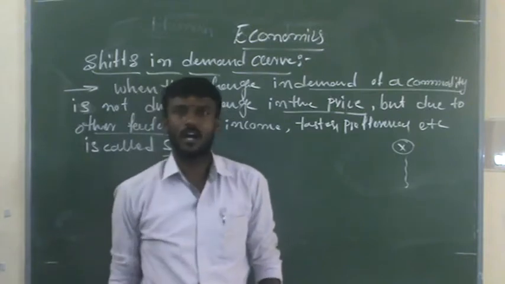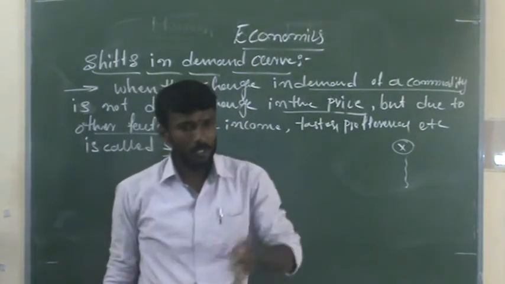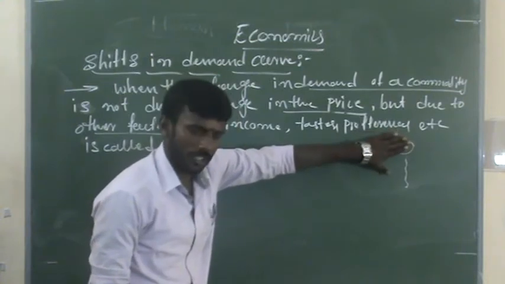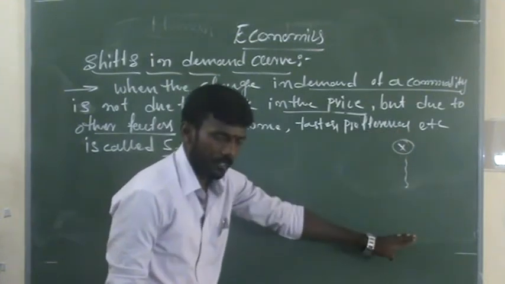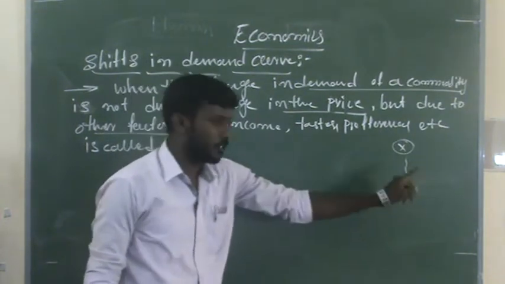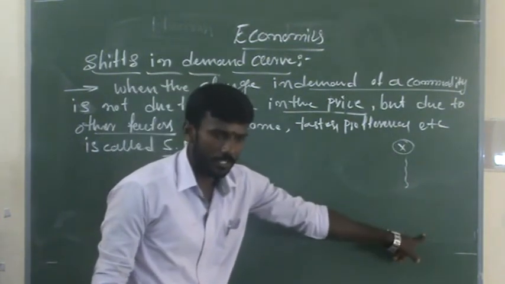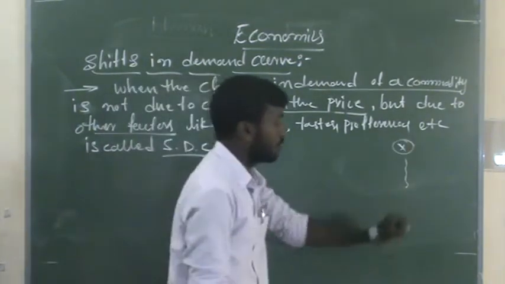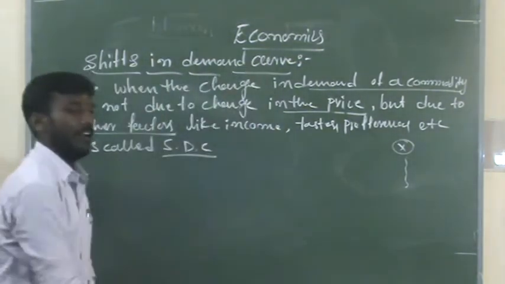But now here the price is a constant, but the remaining three are there: the price of the other goods, consumer income, consumer taste and preferences. If any changes, if any variation of these three things, it leads to the shifts in the demand curve.